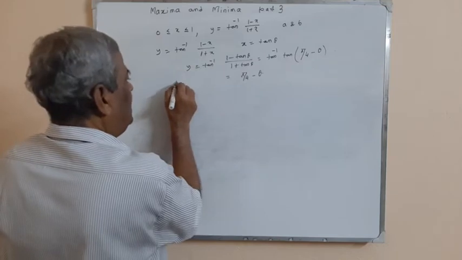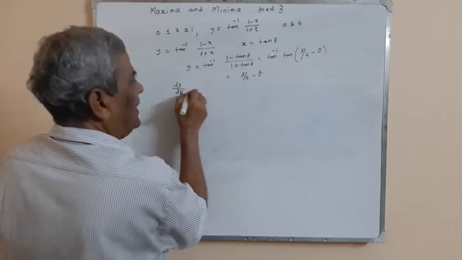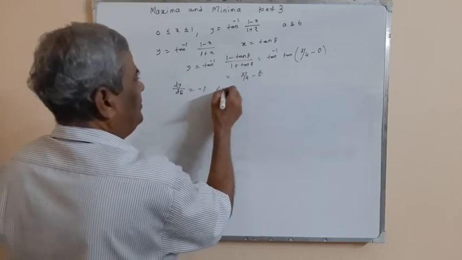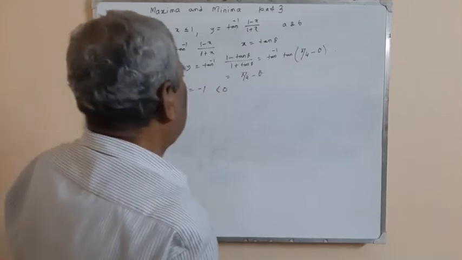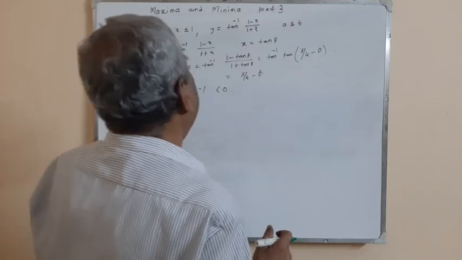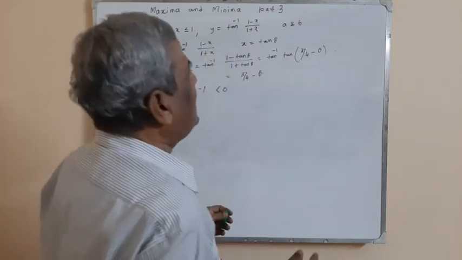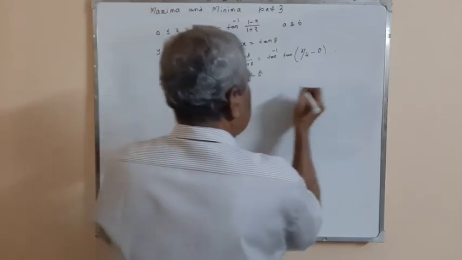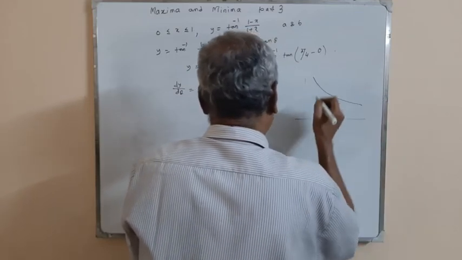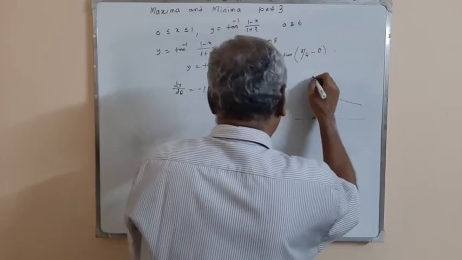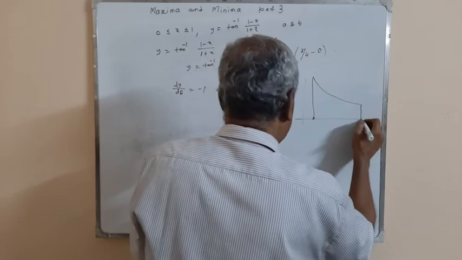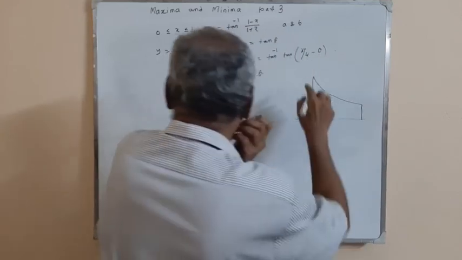Therefore, dy by d theta is equal to minus 1. It is negative. So it is clear that because the derivative is negative, this function is a decreasing function. Hence, if it is decreasing like that, at the initial point its value must be maximum, and at the end point its value must be minimum.